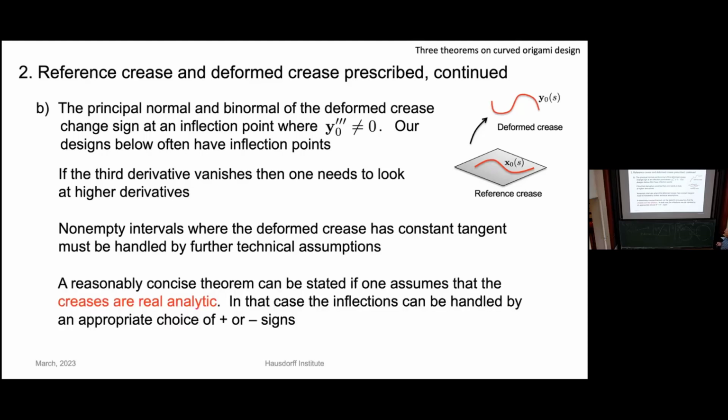but I want a theorem that you can actually use. So we assume the creases are real analytic. That gets rid of a lot of possibilities, a lot of crazy things. So for example, if you have a flat region, the whole thing is flat, and so forth and so on. So then we can write a theorem.